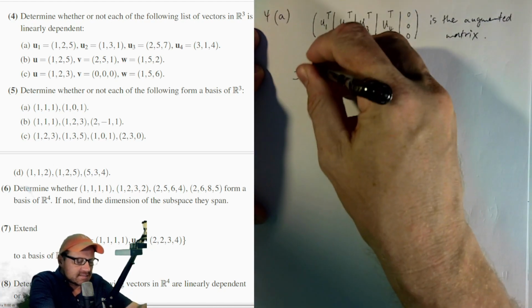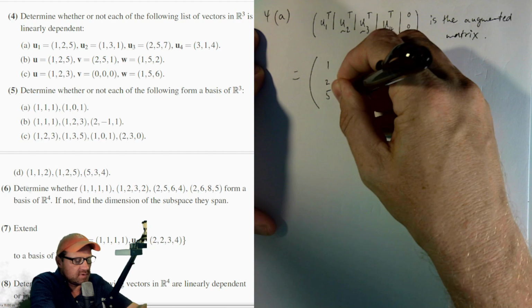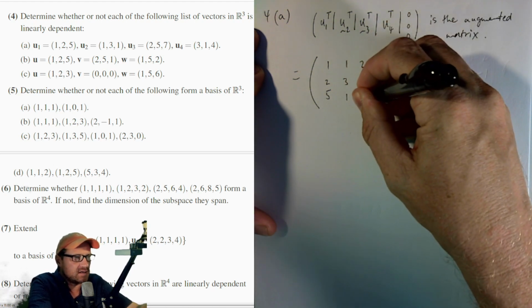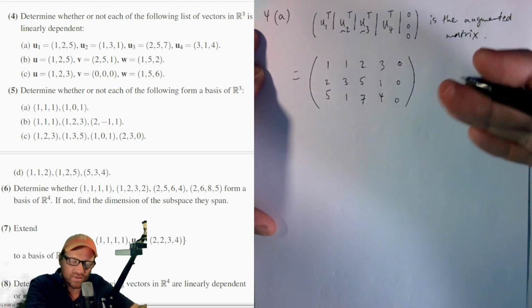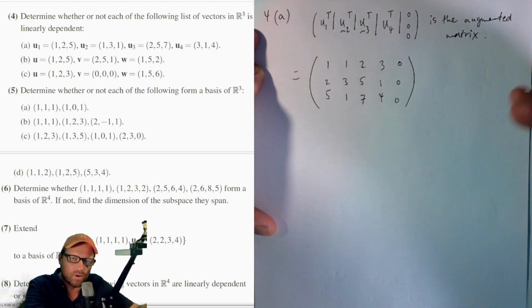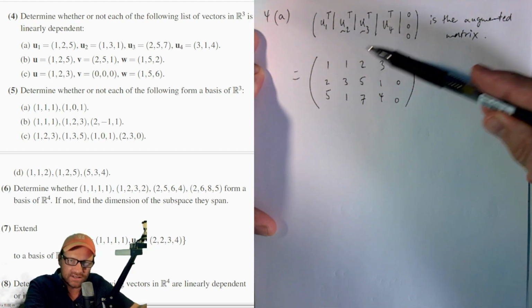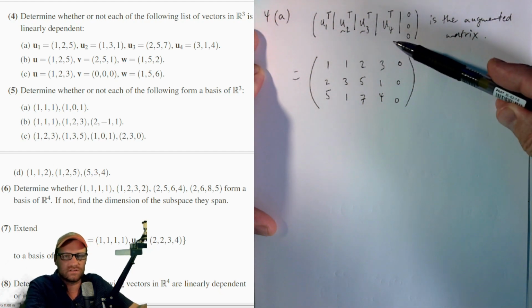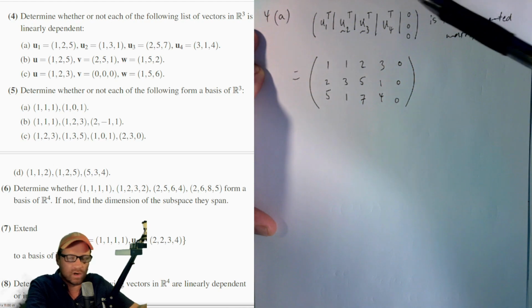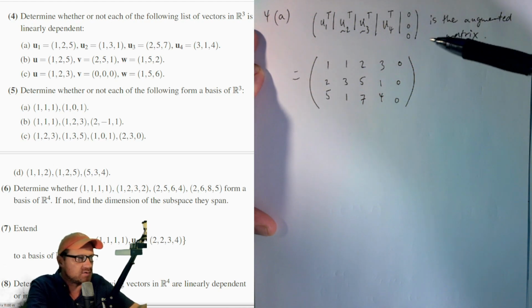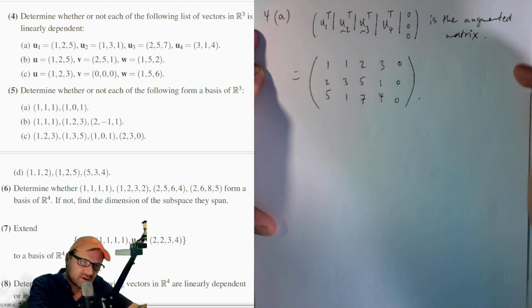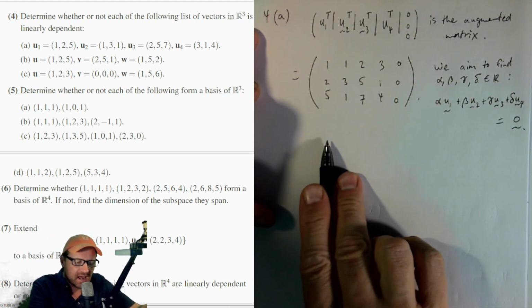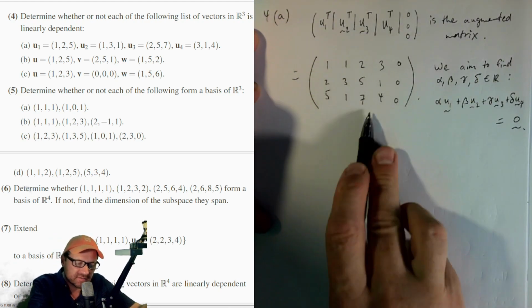So this is 1, 2, 5, 1, 3, 1, 2, 5, 7, 3, 1, 4, 0, 0, 0. And what we want to do with this is row reduce it, seeking the row reduced echelon form of this matrix, so that we can understand the relationship between the coefficients of the equation alpha u1 plus beta u2 plus gamma u3 plus delta u4 equals 0. Okay, so I'll write this down here like so. Okay, so now let's find the row reduced echelon form of this matrix here.